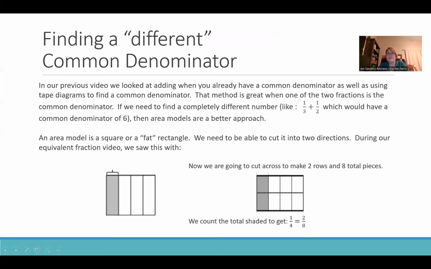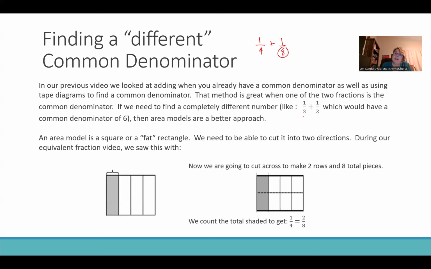Okay. So with the tape diagram video, and hopefully you've watched it, the idea behind it is that one of the two fraction denominators is the common denominator. So, for example, one of the problems was 1/4 plus 1/8. So we can build the 4 into an 8. Again, that's a previous video.